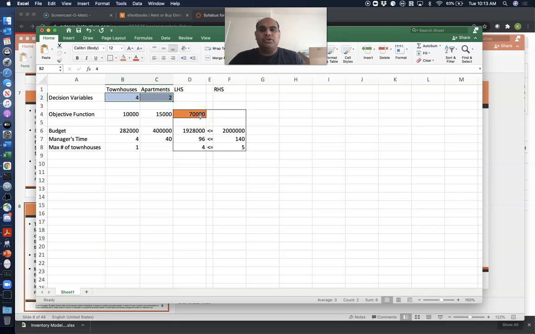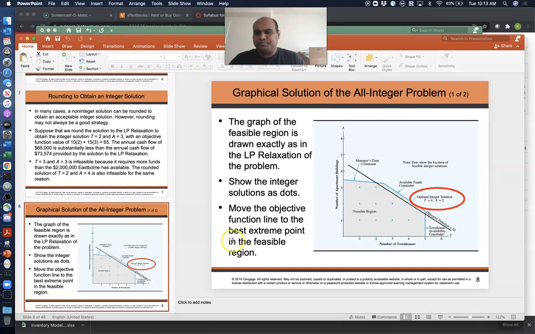Okay, so that's how you do it. You just add an extra constraint saying that the variables have to be integers. Okay, that's the first problem.